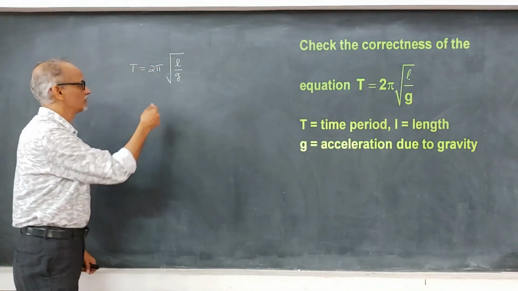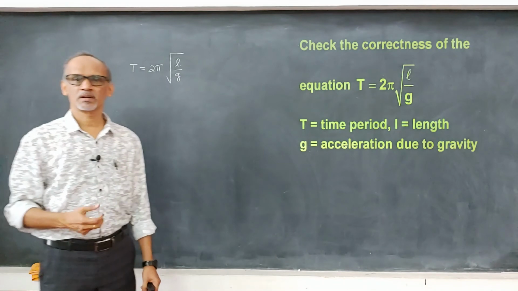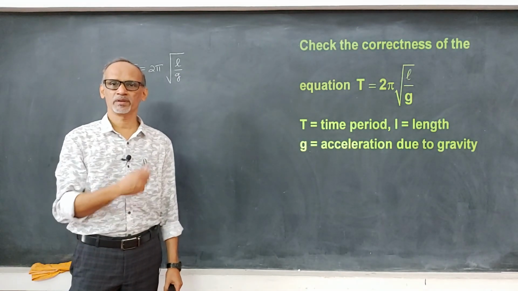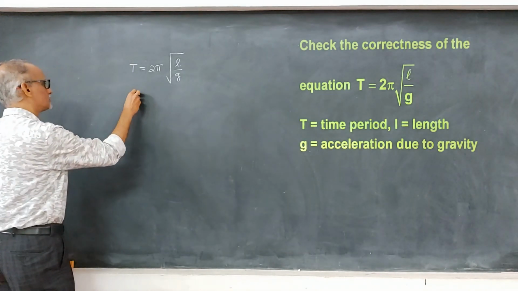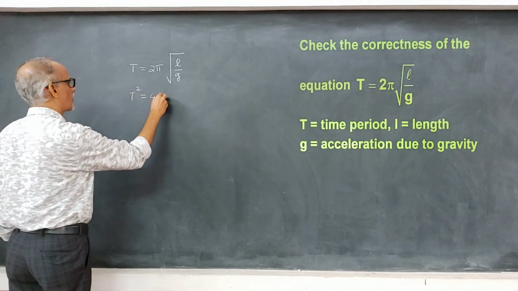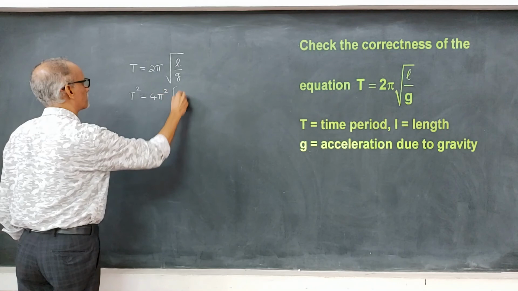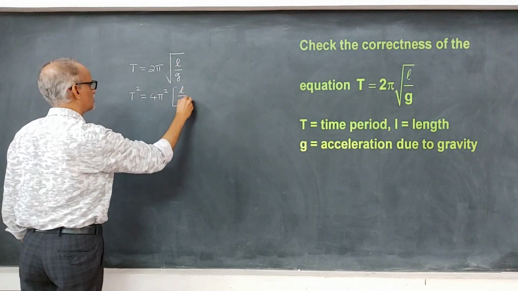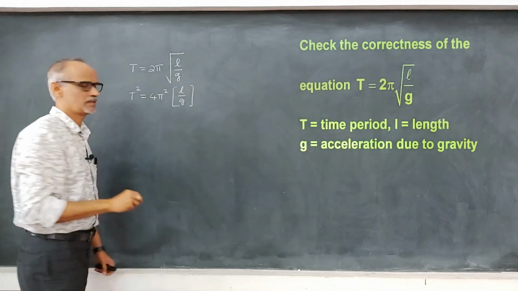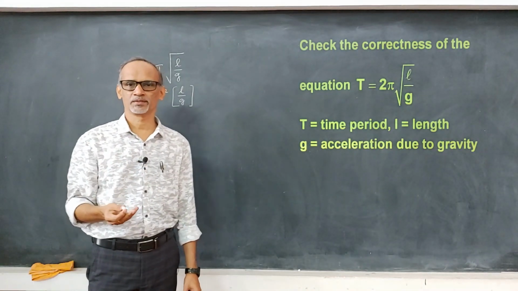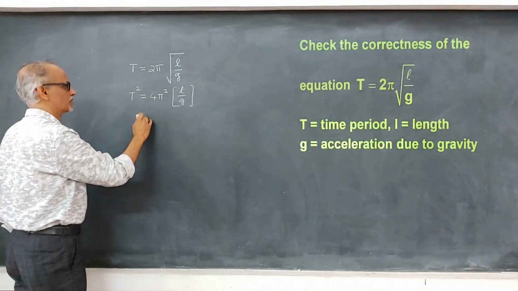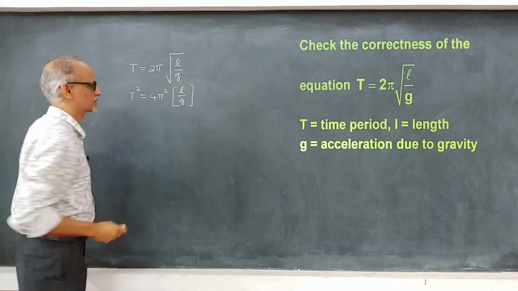Now, here we have square root. So, therefore, to make things easier, I am going to square the equation on either side. So, I will get t square equals 4 pi square L by g. Remember, I have just modified the equation by squaring it. Understood? It is the same equation, but we have squared.